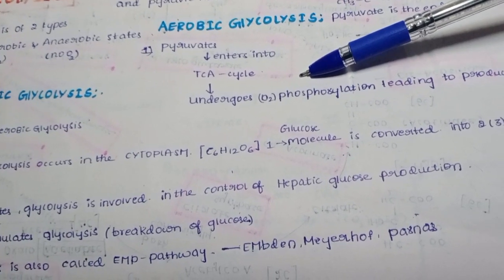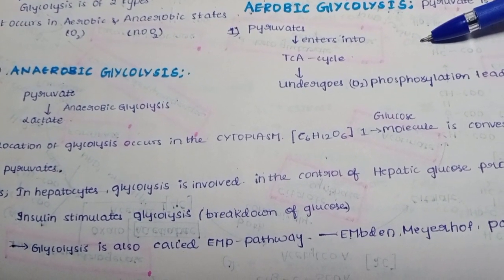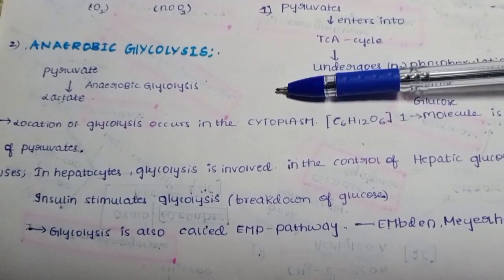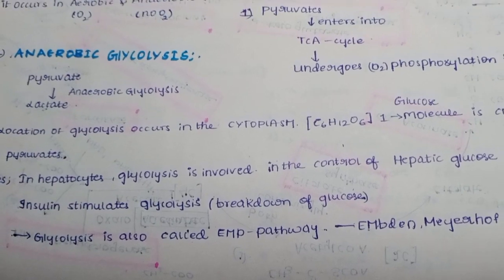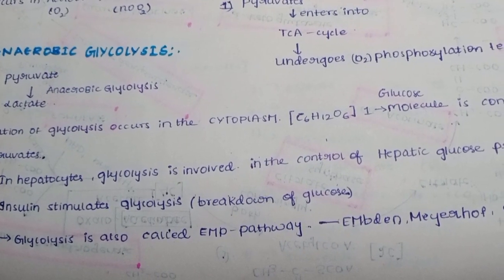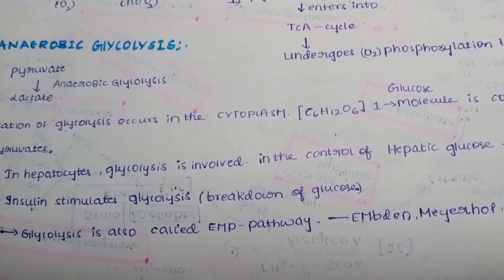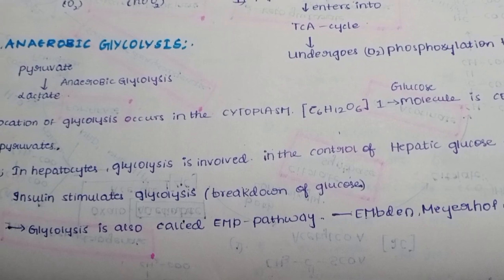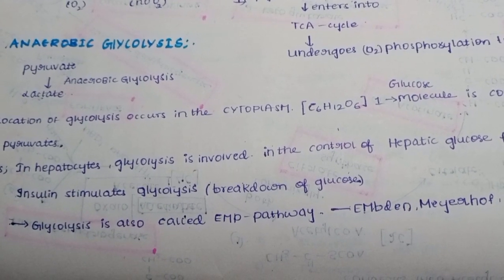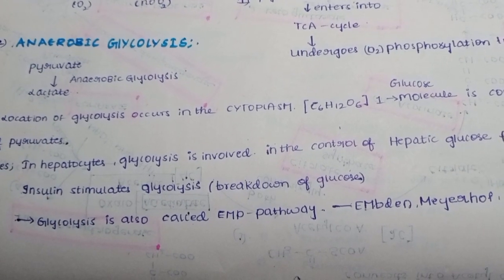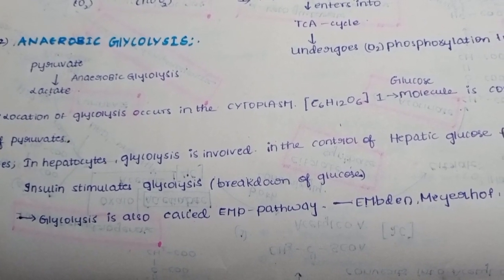Another type of glycolysis is anaerobic, meaning in the absence of oxygen. Here pyruvate is converted into lactate by anaerobic glycolysis. When we do vigorous exercises or jogging, our breathing levels are low, so at that time lactic acid is produced by the muscles. Because of the low oxygen supply, we are unable to breathe properly. That is the condition of anaerobic glycolysis.